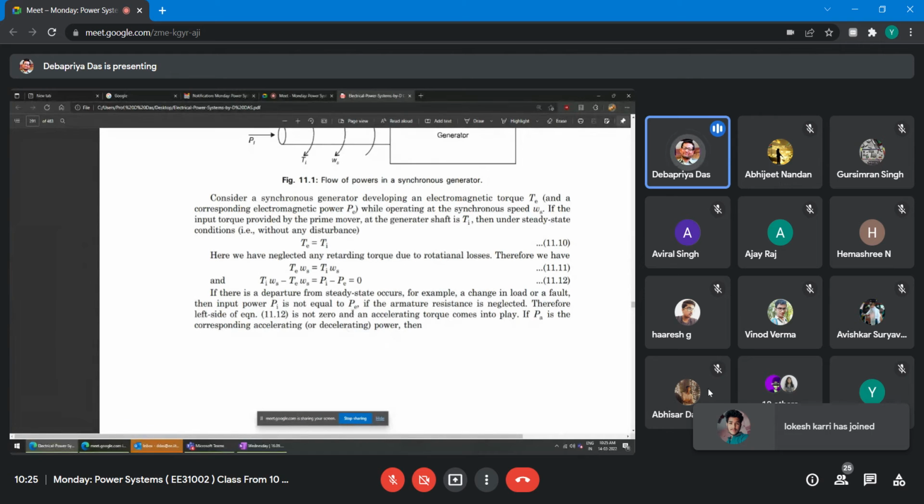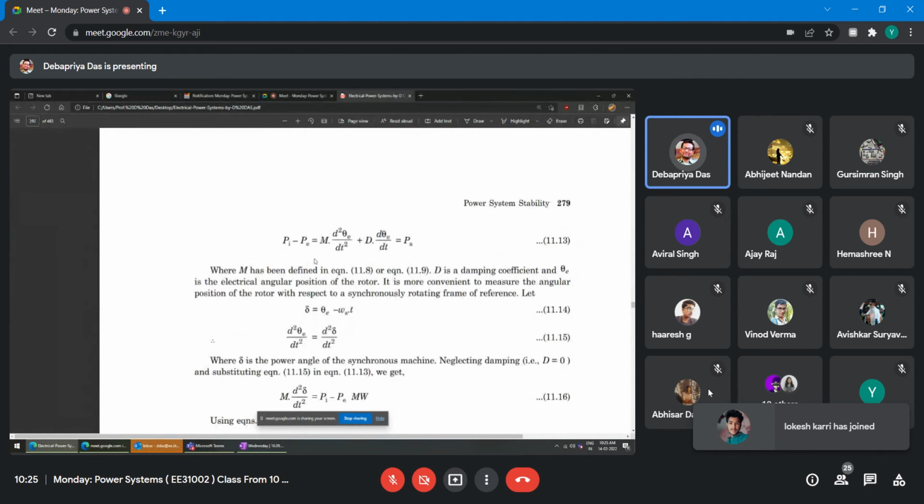Then we can write this equation: Pi minus P is equal to m into d square theta upon dt square plus d into d theta e by dt, which is equal to Pa, the accelerating power, right? Here m has been defined in equation 8 or equation 9, and d is the damping coefficient. For this study, we will not consider the damping coefficient. Damping is found through experimental studies for large systems, but here we will not do that. And theta is the electrical angular position of the rotor, where theta is equal to P by 2 times theta m.